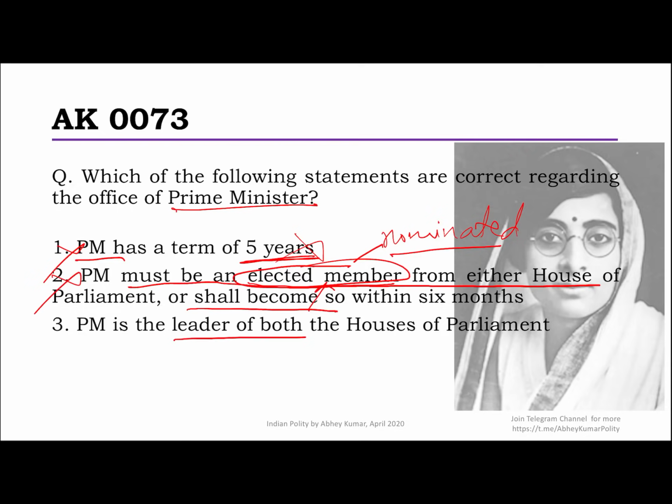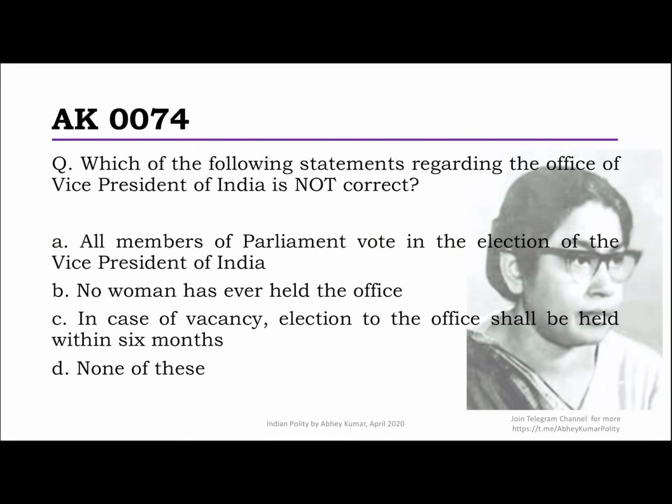Third one says PM is the leader of both the houses of Parliament. Of course not. How can he or she be the leader of both the houses? They'll be the leader of the house where they are a member. So Narendra Modi, for example, right now is the leader of Lok Sabha, while Manmohan Singh earlier was the leader of Rajya Sabha. In the other house, somebody else from their party, whom the PM decides, does the work of being the leader of that house. So yes, this is also a wrong statement. All three are wrong statements here.